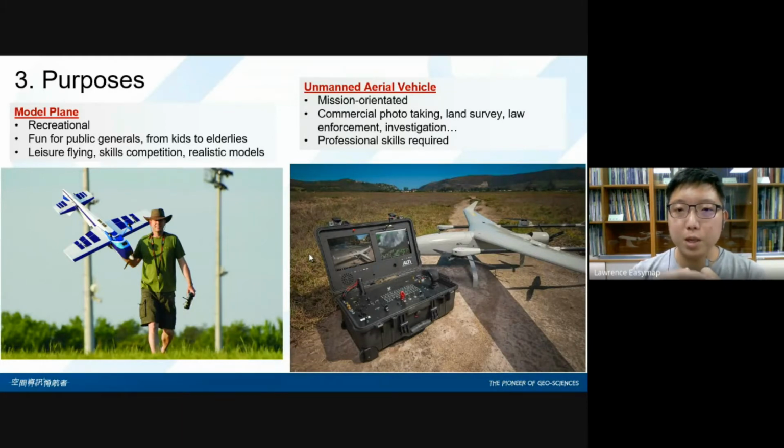And the UAV is always mission oriented, which means that different missions have different types of UAV, and all the missions are specifically designed for the UAV. It can be commercial photo taking for land survey, law enforcement investigation, or so on. And most importantly, it requires very professional skills.